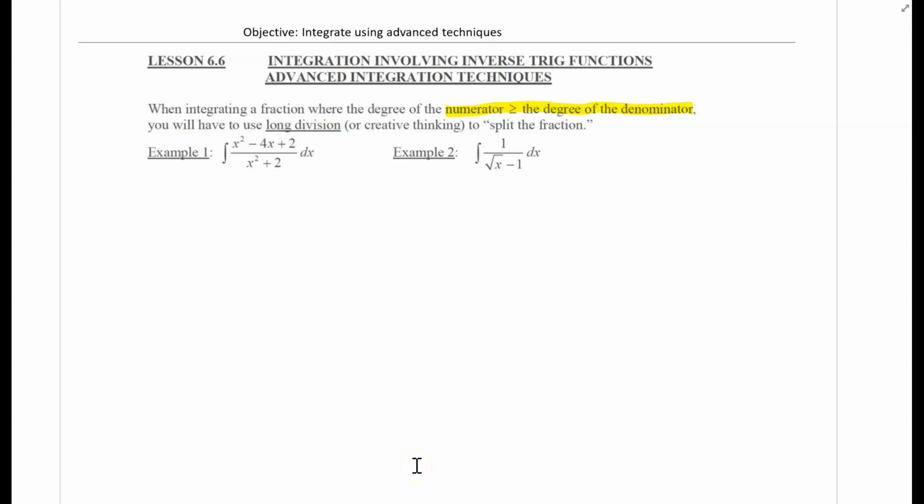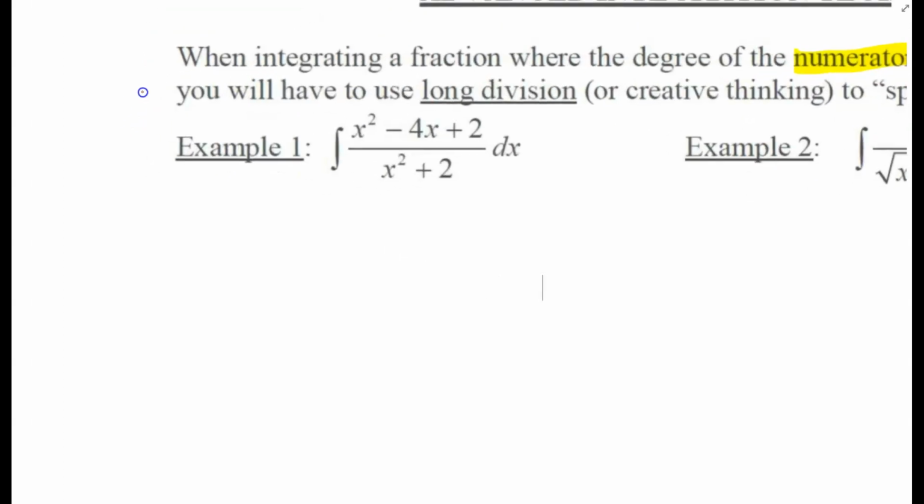Hi there, welcome to this video, lesson 6.6, and we're going to be talking about integration with inverse trigonometric functions and advanced integration techniques. Now, when integrating a fraction where the degree of the numerator is greater than or equal to the degree of the denominator, we're going to need to do long division in order to split the fraction. Okay, and if you just wanted to go ahead and try u substitution or reverse chain rule, you'll find out that this doesn't work and it doesn't account for all the terms.